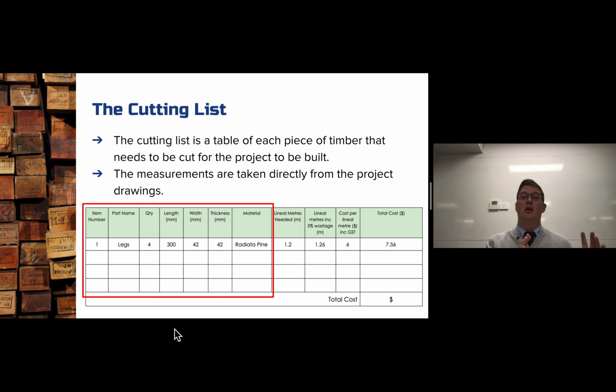Now remember, the cutting list happens before we do our costings. You can't do your cutting list until you've got your drawings. So you need to make sure you start with your drawings, then do your cutting list, and then you move on to your costings there.